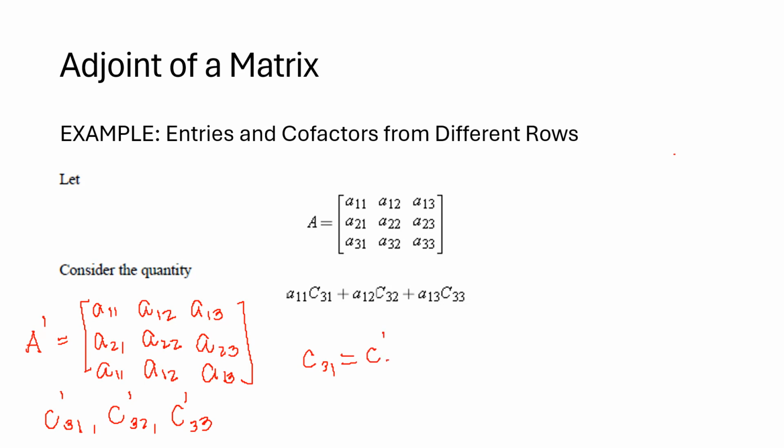cofactor 3,1 is equal to the primed cofactor 3,1. Okay, let me correct. And then cofactor 3,2 is equal to the primed cofactor 3,2, and cofactor 3,3 is equal to the primed cofactor 3,3. Since A' has two identical rows, it follows that the determinant of A' is equal to 0.